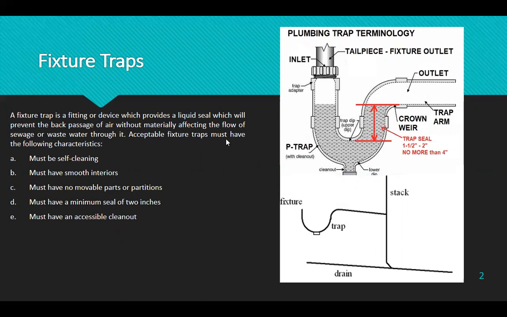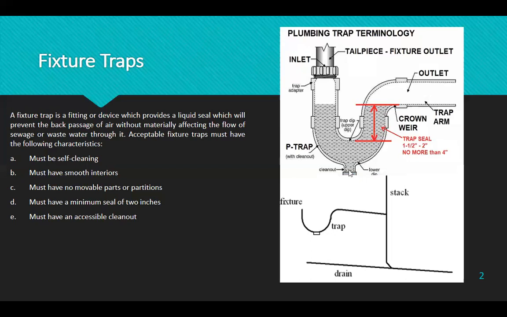Acceptable fixture traps must have the following characteristic. A, must be self-cleaning. B, must have superior interior. C, must have no movable parts or partition. Must have a minimum seal of 2 inches. Ang tawag doon is trap seal. Must have an accessible clean out.